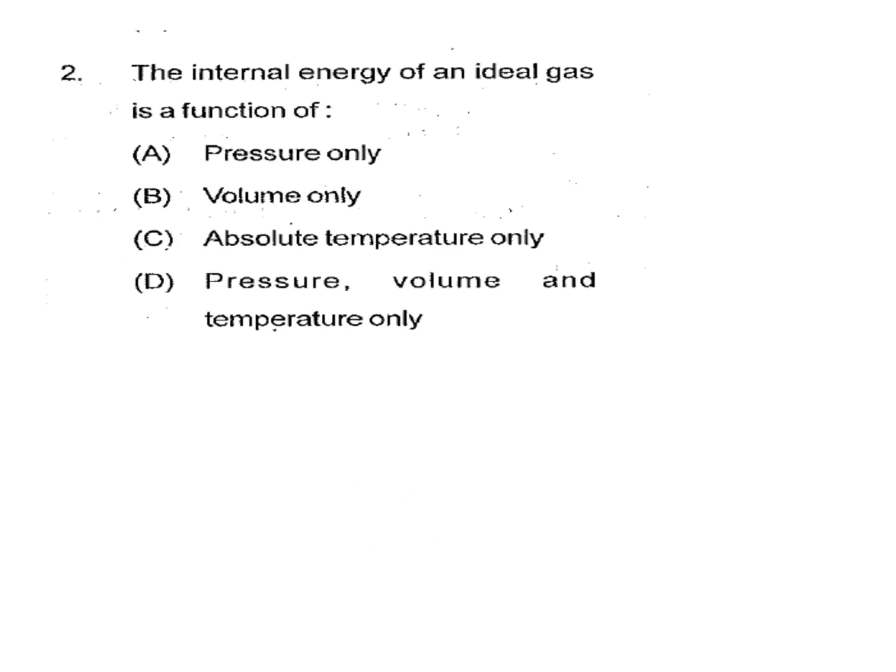The internal energy of an ideal gas is a function of: A, pressure only; B, volume only; C, absolute temperature only; D, pressure, volume and temperature. For an ideal gas, internal energy is a function of absolute temperature only. This is asked many times in IAS, PSU, so this is very important.